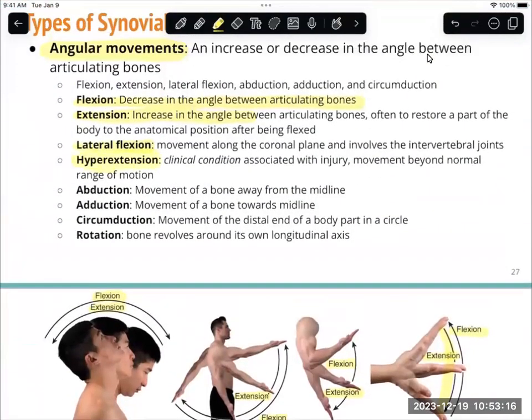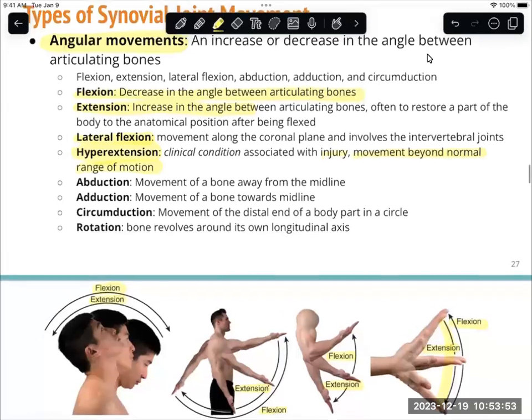Hyperextension. A lot of times it's associated with injury, but it's movement beyond that normal range of motion. Those of you who can take your head and bend it all the way back, so like the back of your head rests on your upper back, that is hyperextension. Technically, that's not normal, but it's beyond that normal range of motion. I'm pretty sure that's a test question as well. Being able to bend your head all the way back, that's hyperextension.